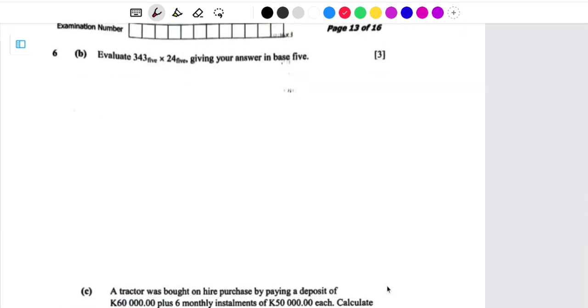And then question 6b. For question 6b, we have to evaluate this one, which is in base 5, and give our answer in base 5 as well. So let me just highlight this one and highlight this one as well. Remember, this is base 5, so this is at position number 0, 1, then 2, 0, 1.